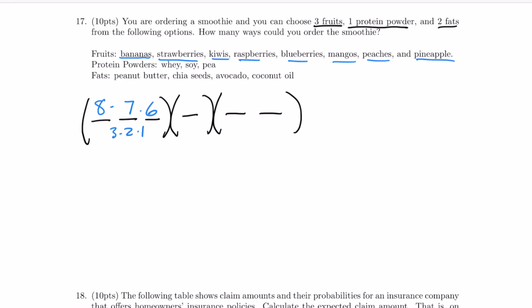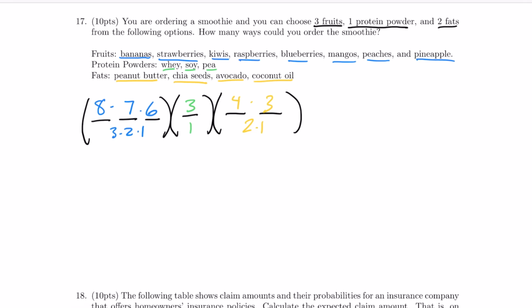Then when I choose my protein powders, I have 3 options here. So I'm going to have 3 options for my 1 protein powder. And technically you could divide by 1 factorial because the order you choose your protein powder in doesn't matter. But dividing by 1 doesn't really change very much. And then when I choose my 2 fats, I have 1, 2, 3, 4 options to choose from. So I would have 4 options for my first fat, and then 3 options for my second fat. And again, the order that I choose these in doesn't matter. So I'm going to divide by 2 factorial.